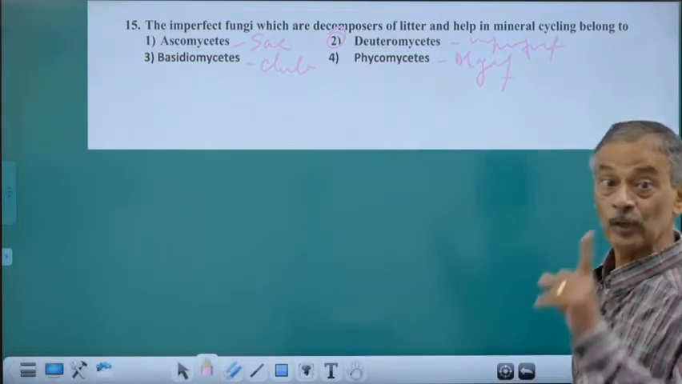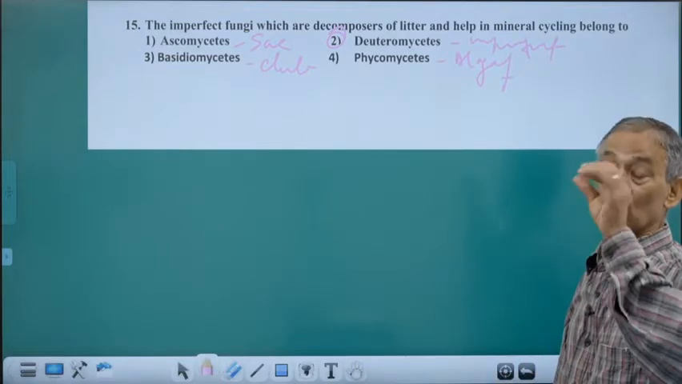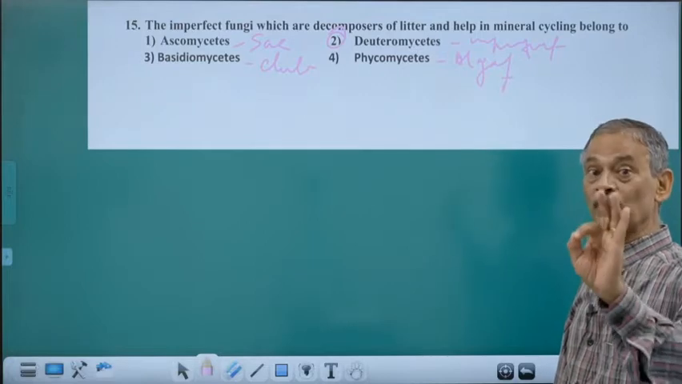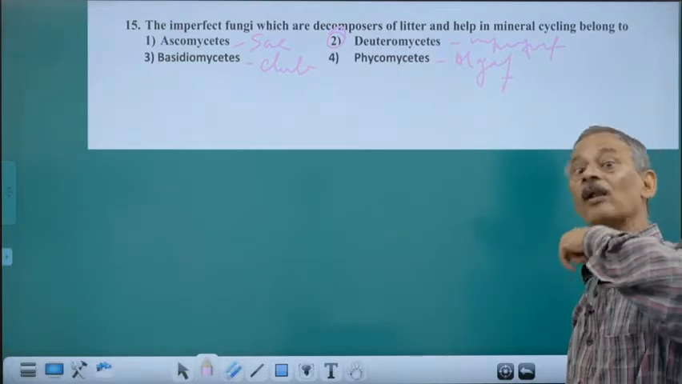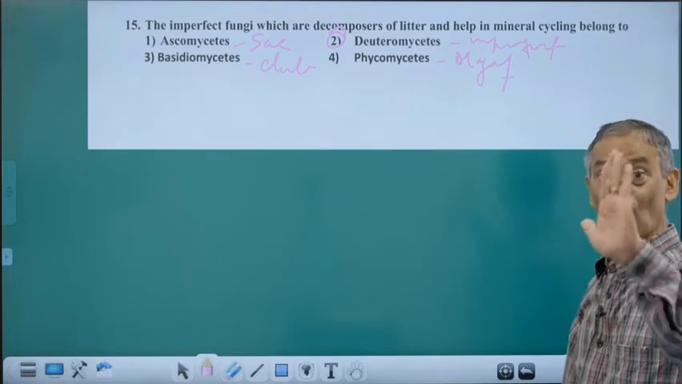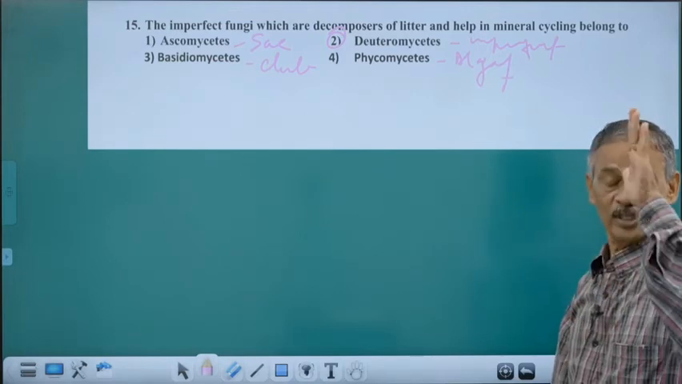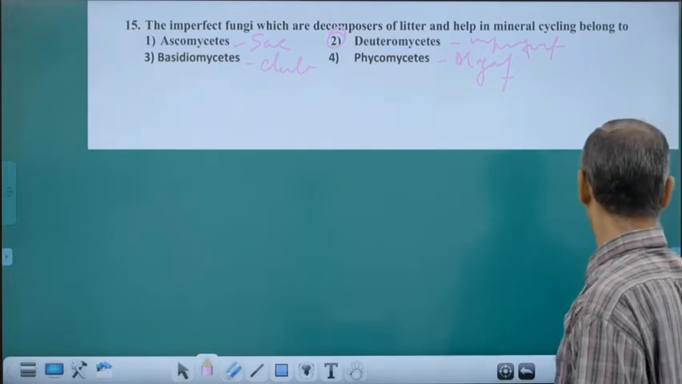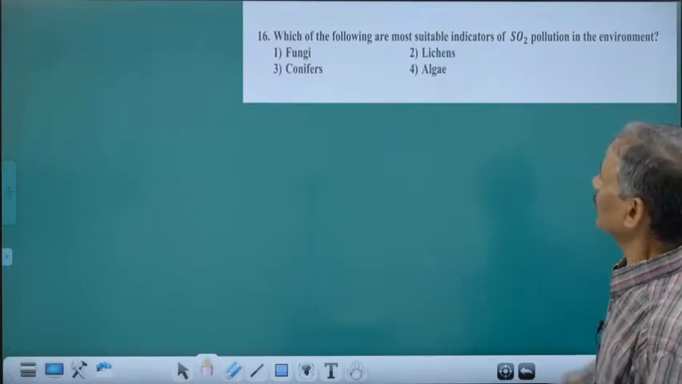Because they cannot reproduce sexually. Once any member is found to be reproducing sexually, it is removed from the group. Only those which cannot reproduce sexually are grouped under this category.